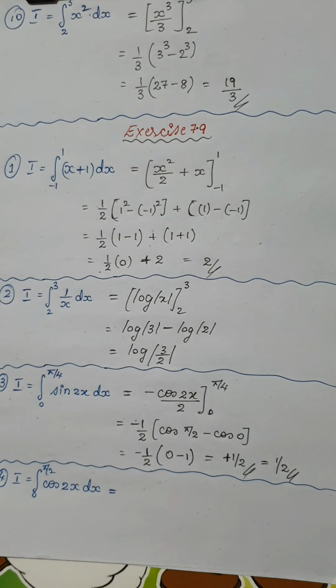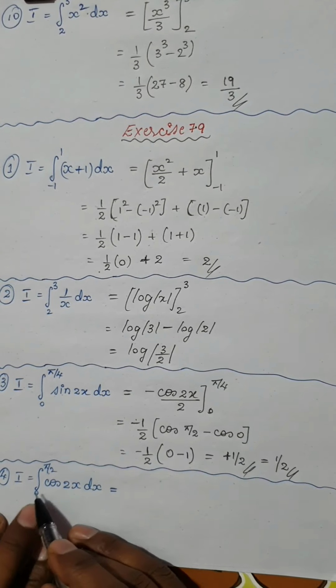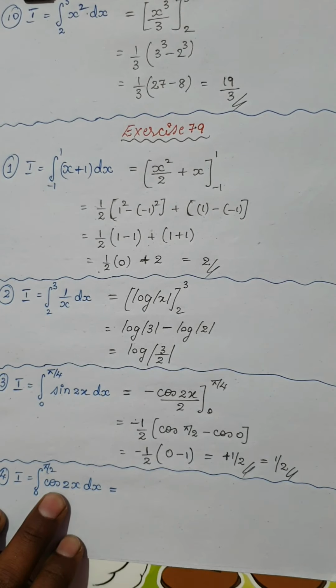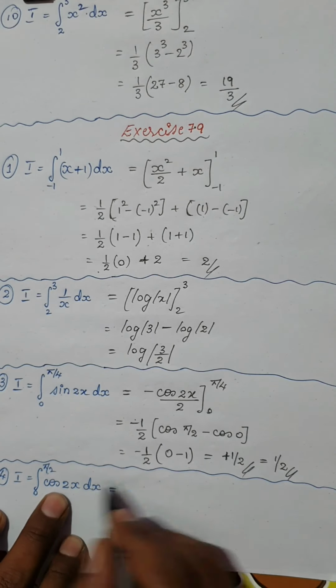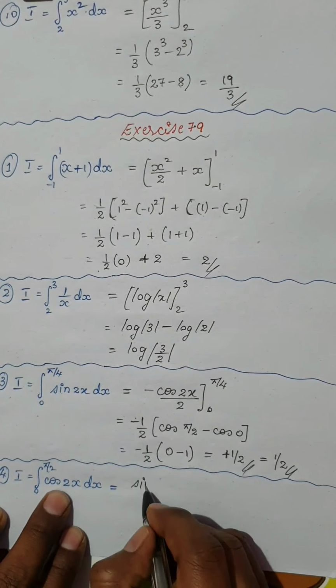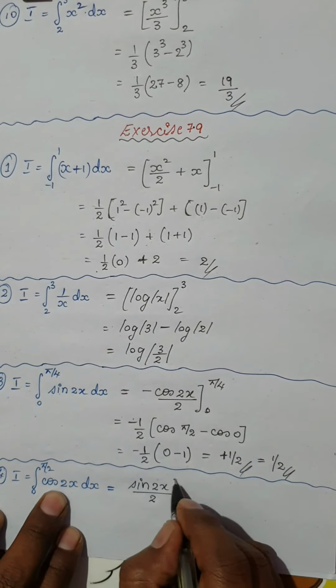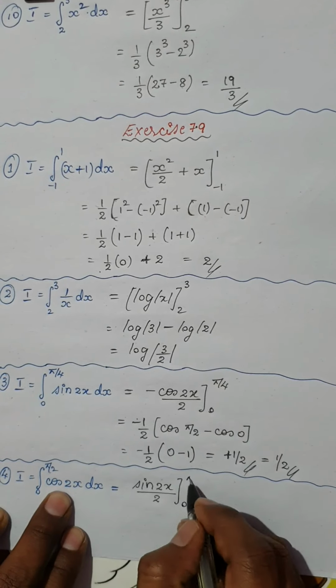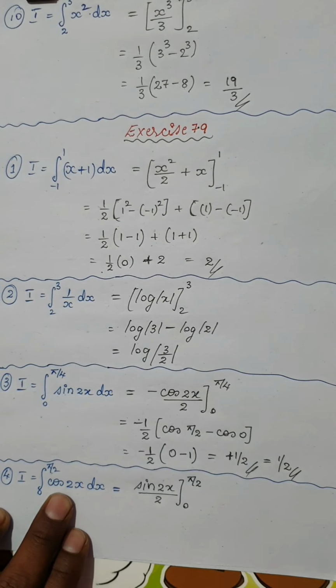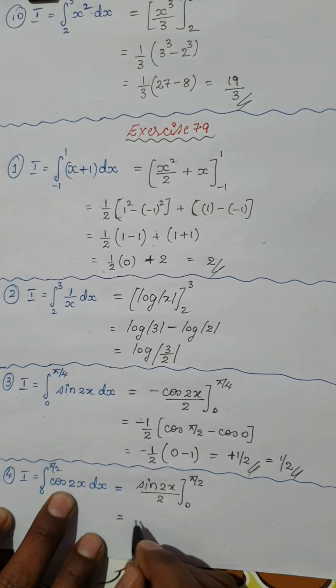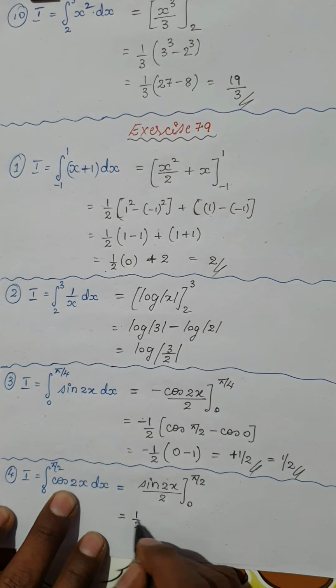So the next integral we have is the integral between 0 to pi by 2 of cos 2x dx. Okay. We all know the integral of cos would be plus sin. So it is sin 2x divided by 2. This is integrated within the limits 0 to pi by 2. Okay. So this is nothing but, half is a constant. Let me keep it outside.